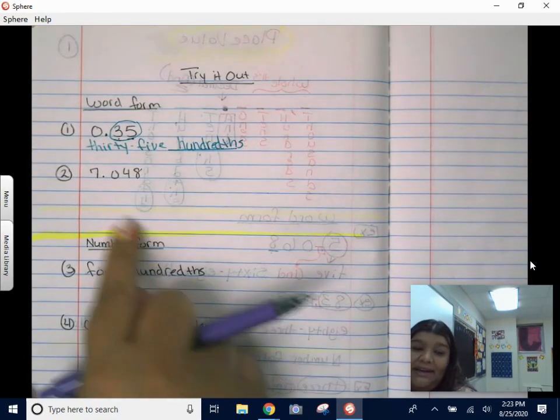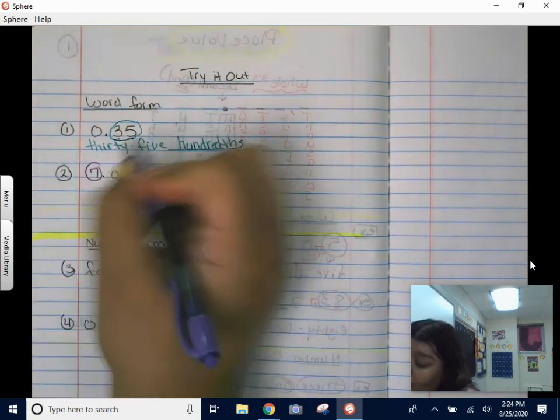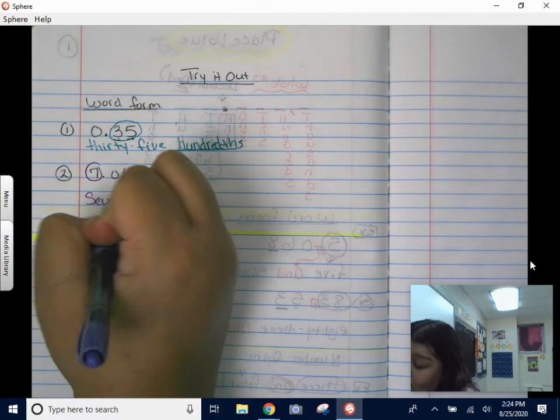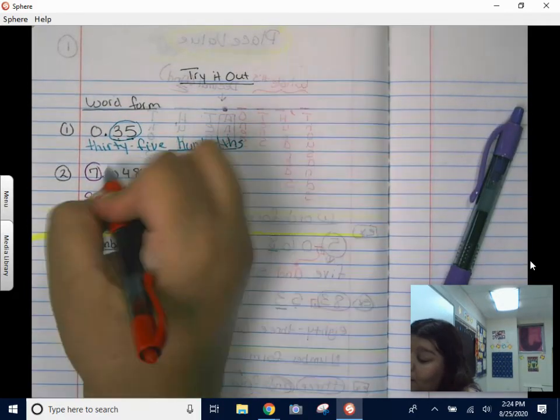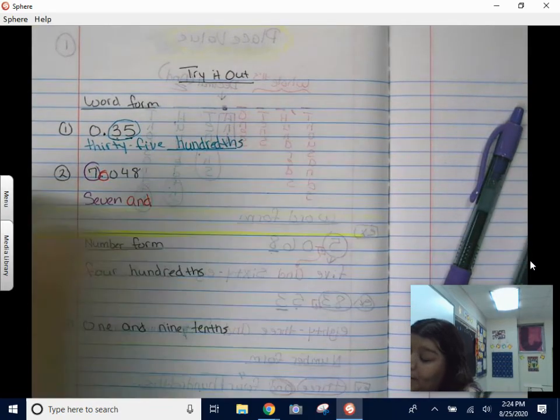Next one, we have this right here. Now I see a decimal and I have a whole number, so I have to start with the whole number. You should have got 7. And then we have a decimal here. That is the word and.